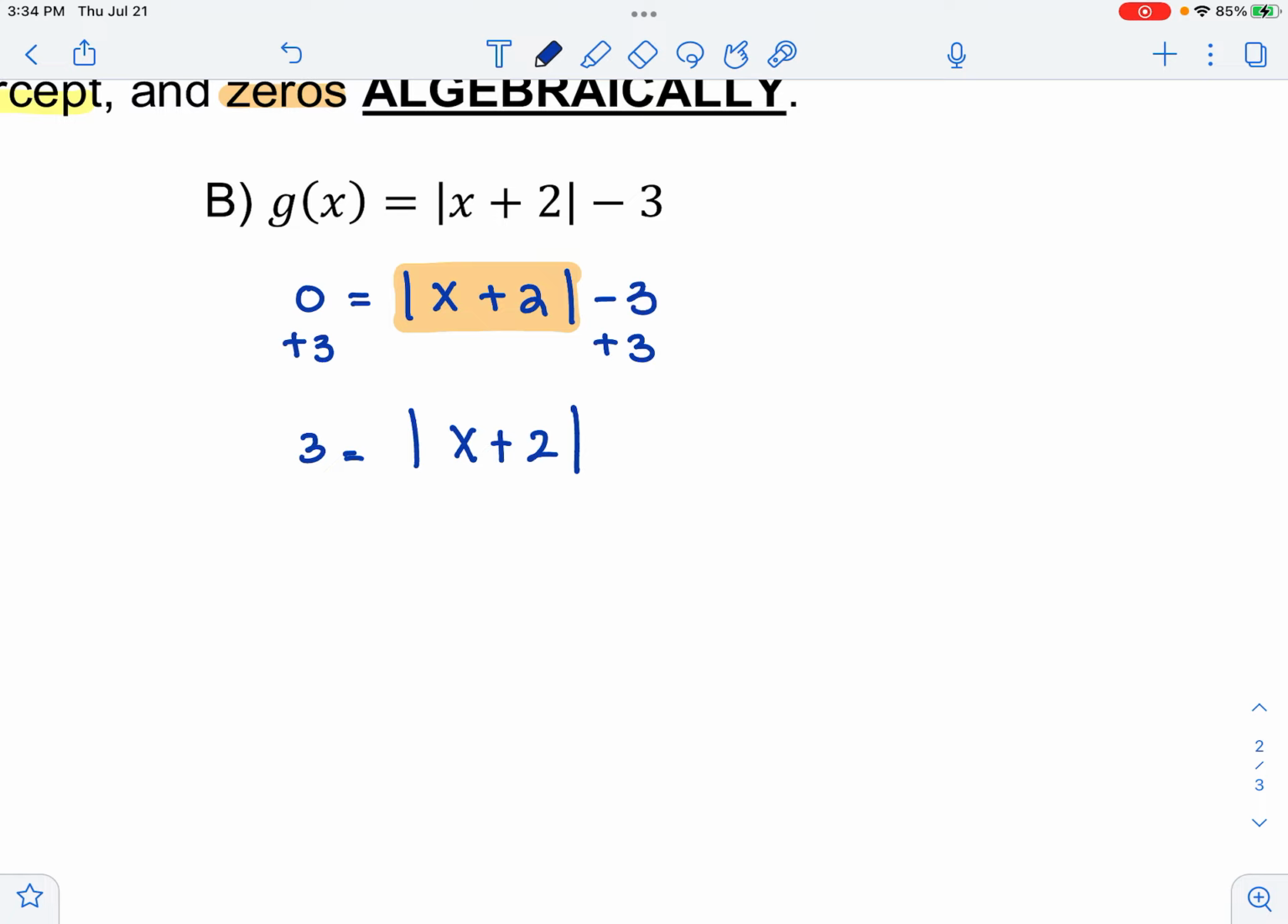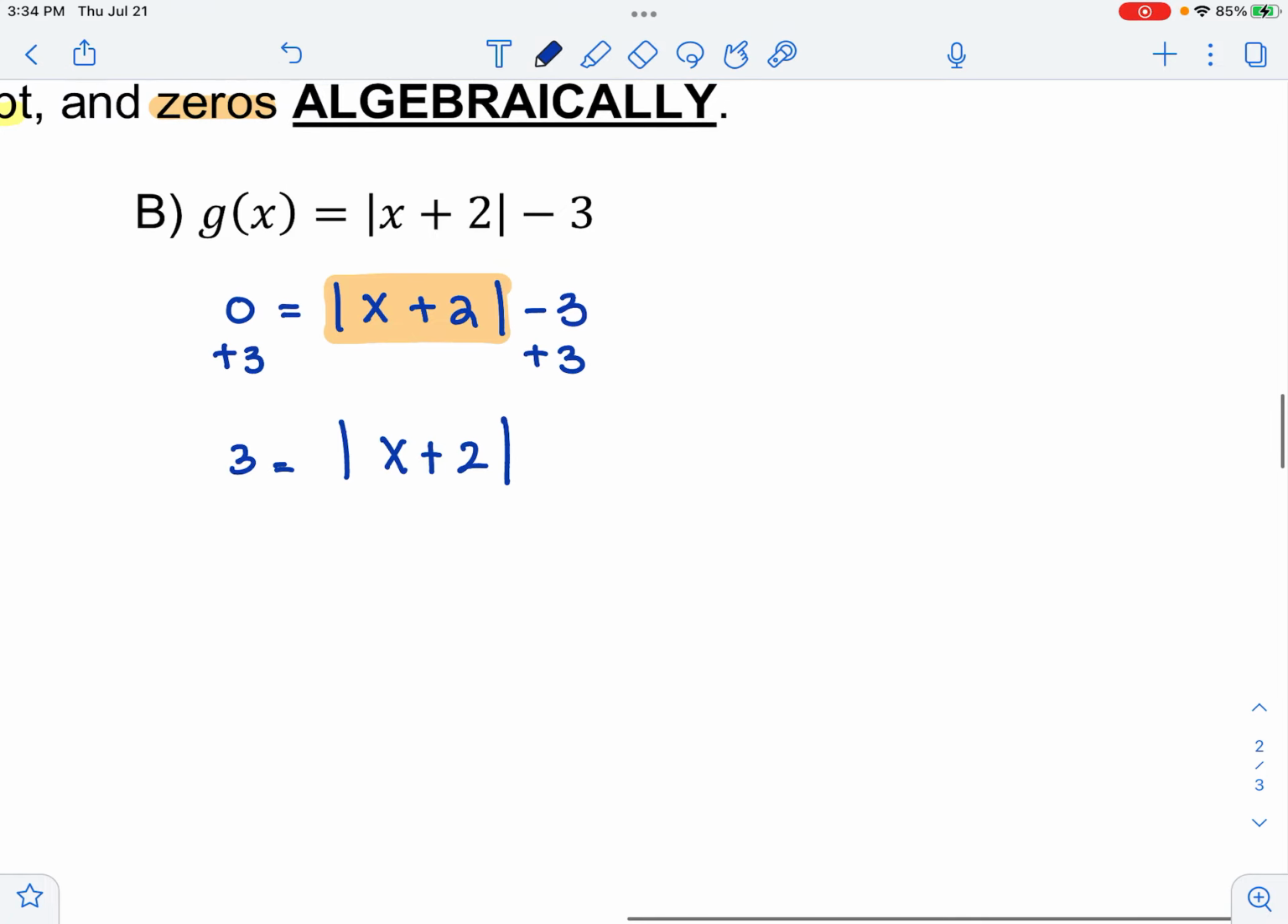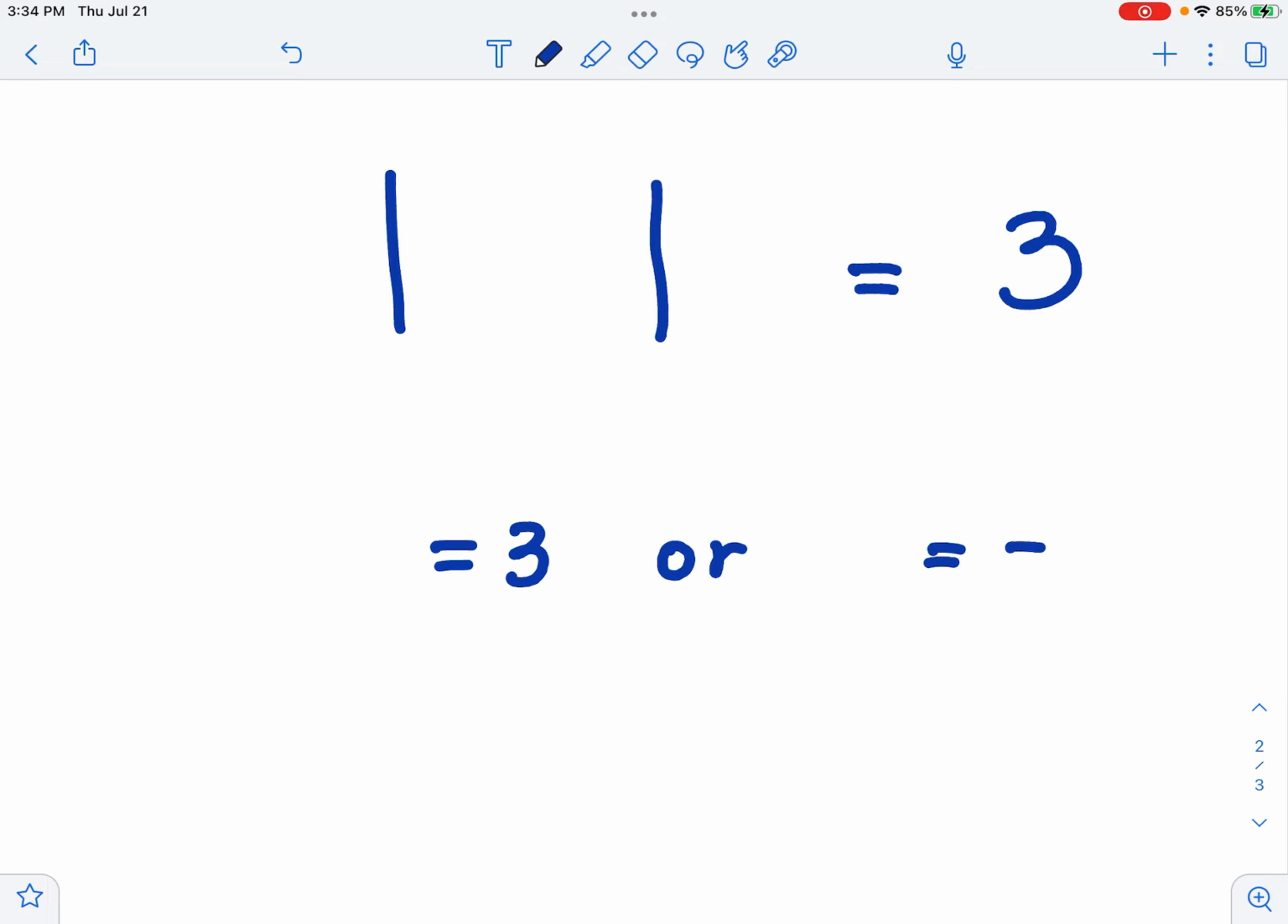Okay, so now I'm going to do a sidebar over here. I'm thinking of a number that I'm taking the absolute value of, and the answer is 3. What number am I thinking of? You should be saying, well, you could be thinking of 3, or you could be thinking of negative 3, because the absolute value of both of those is 3. That is correct. So whatever is inside of here is equal to 3, or it's equal to negative 3.